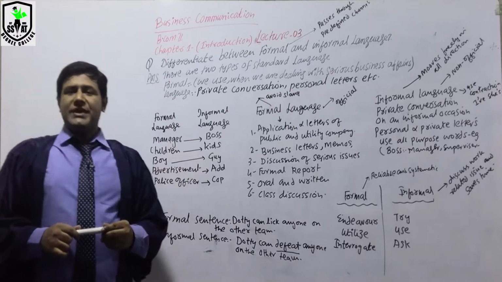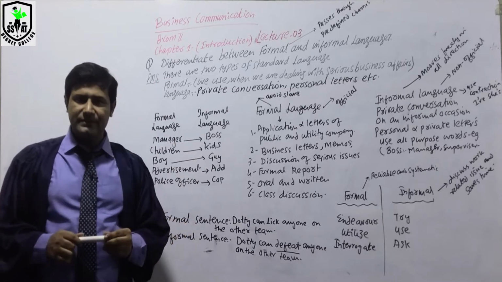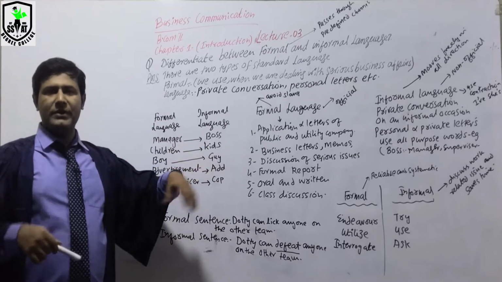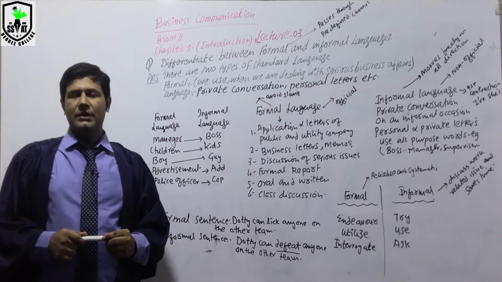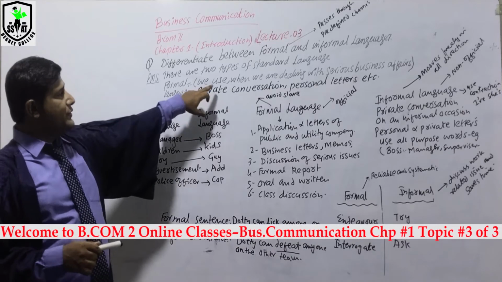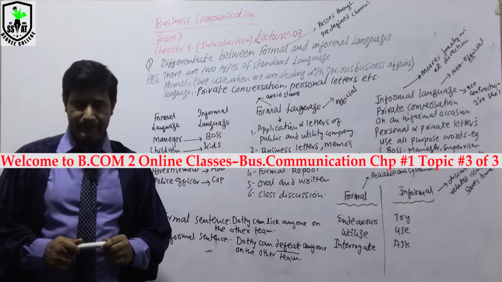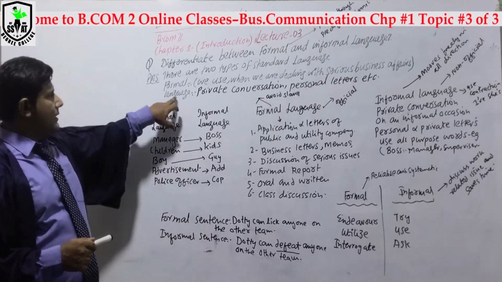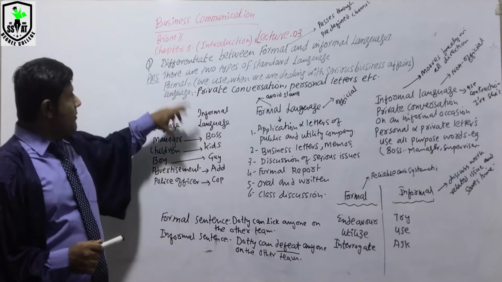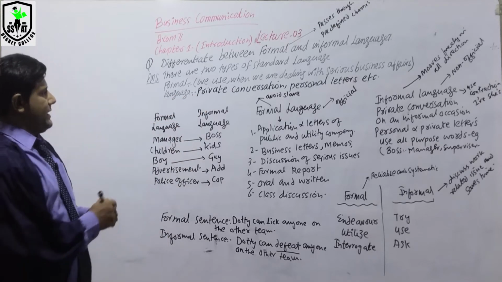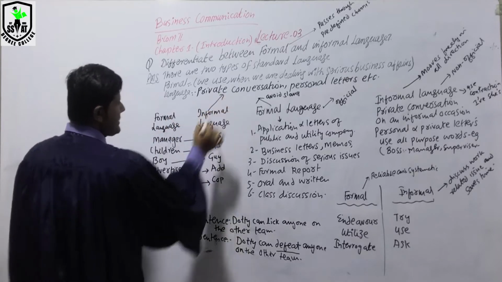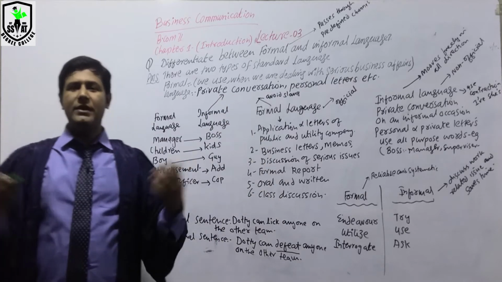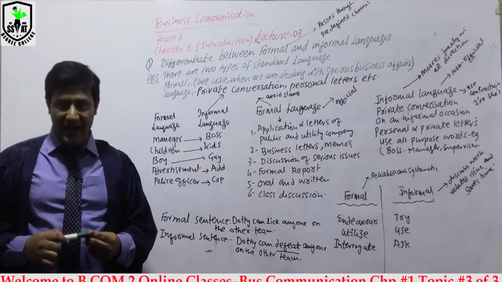There are two types of standard language, formal language and informal language. Now, what is formal language? What is informal language? The language we use when we are dealing with serious business affairs, we probably use formal language. Informal language, where do we use informal language? We use informal language in private conversations, personal letters, and when we are talking with our friends.